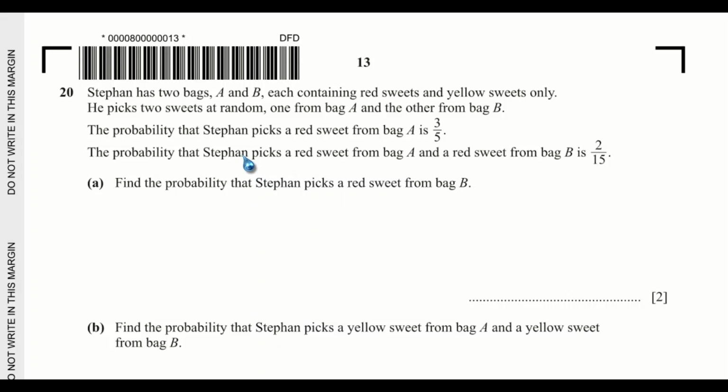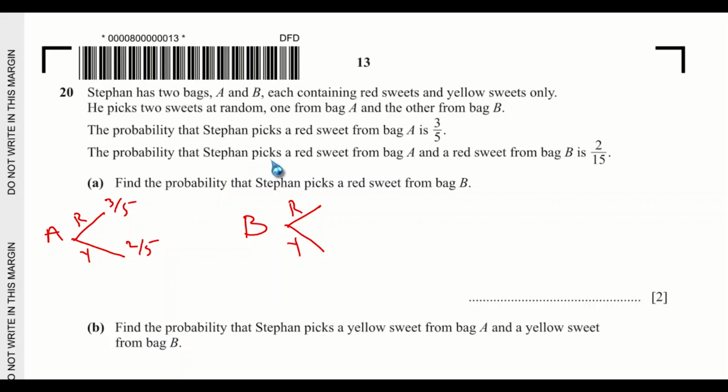Okay, so what we need to do here, we can just draw a probability tree diagram. So from here, for A, we have red and we have yellow. So this is giving us 3 over 5. Okay, so automatically yellow will be 2 out of 5. Therefore, for bag B, we also have red and yellow.